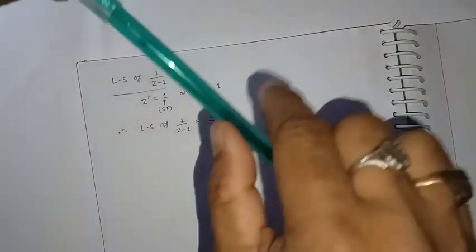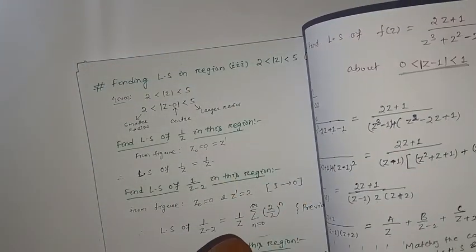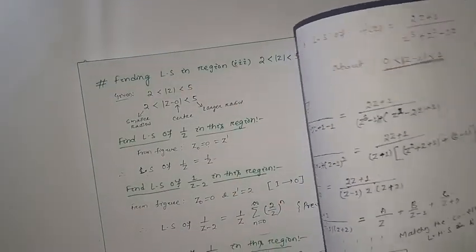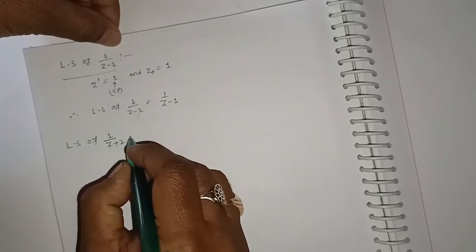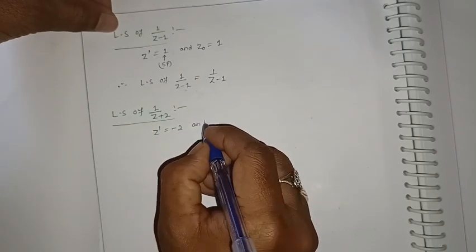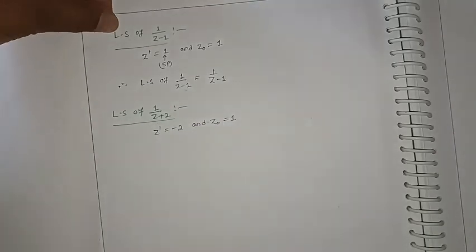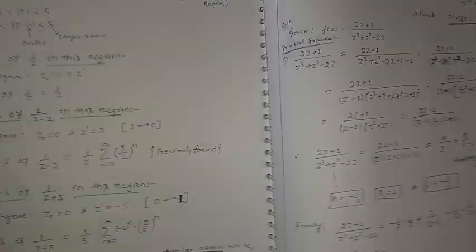Now we are going to go for the LS of the third one, that is 1 by z plus 2. So from the figure, for this case, what is z dash? Z dash is minus 2, and z0 we already know is 1. Now, if z dash is minus 2, stand over there, go there and stand.